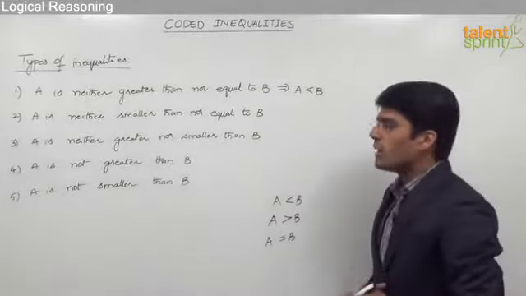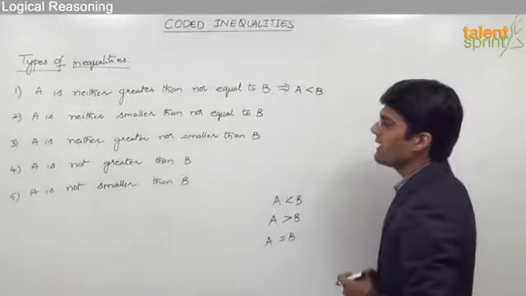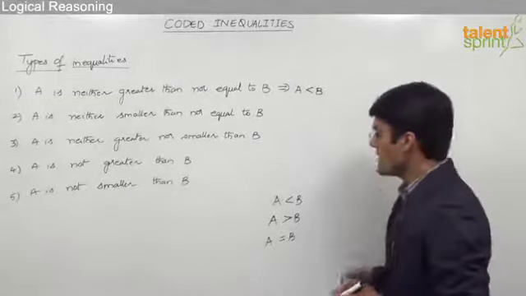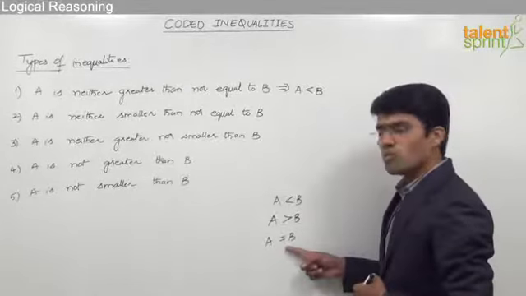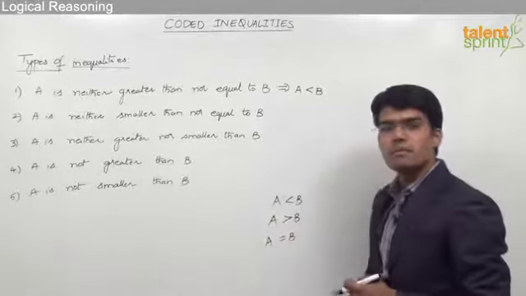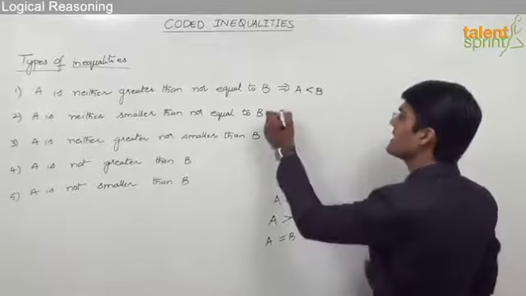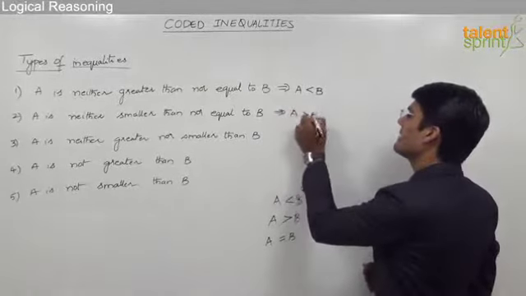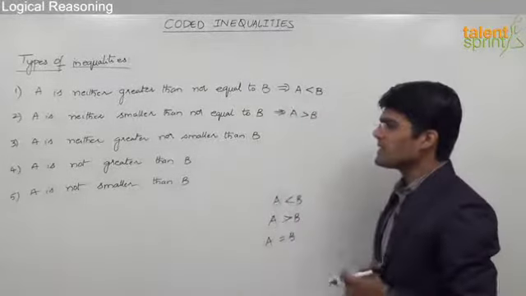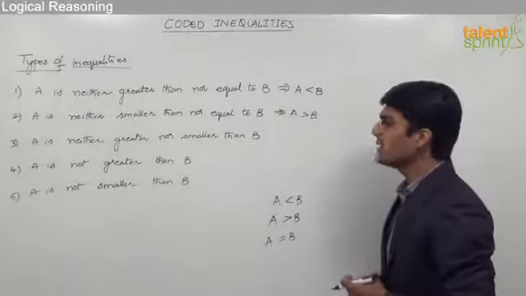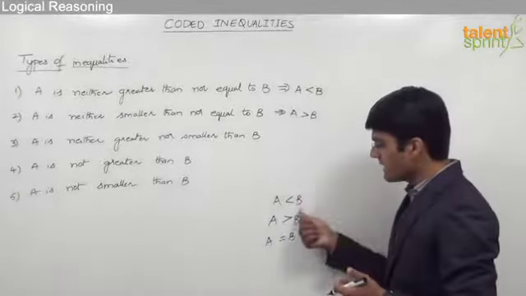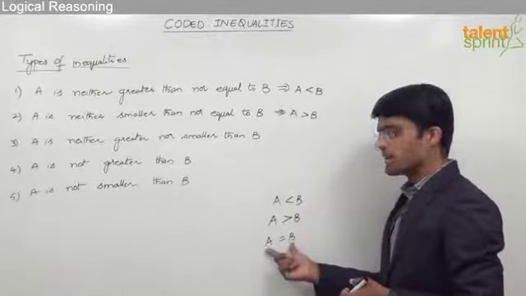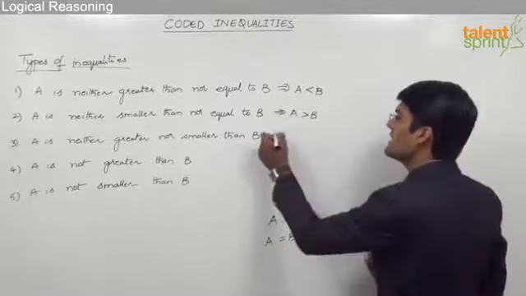Now if you look at the second one, it says A is neither smaller than nor equal to B. So the only left out possibility is A should be greater than B. So we can say that A here is greater than B. The third one says A is neither greater than nor smaller than B. So it is neither greater nor smaller. So the possible comparison between A and B should be A is equal to B.